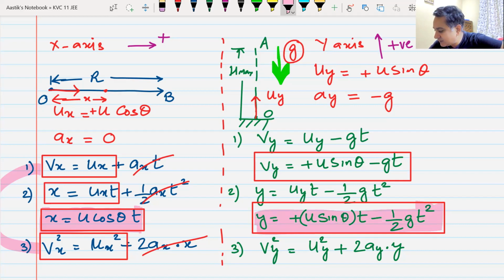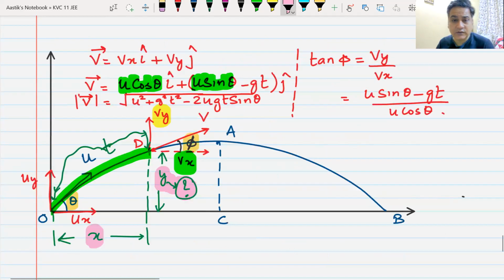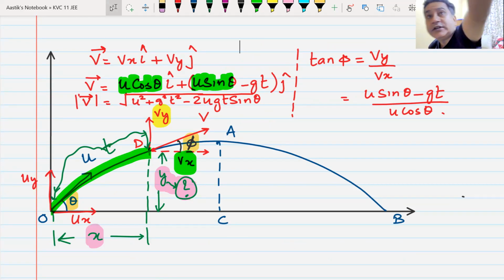Do we understand this? Do not forget these things, because these things are going to matter a lot. You might not get a straightforward question in this. You might get a question where they ask you all these things that I'm telling you. So it is u sin theta into t minus half gt square. Do we understand this?